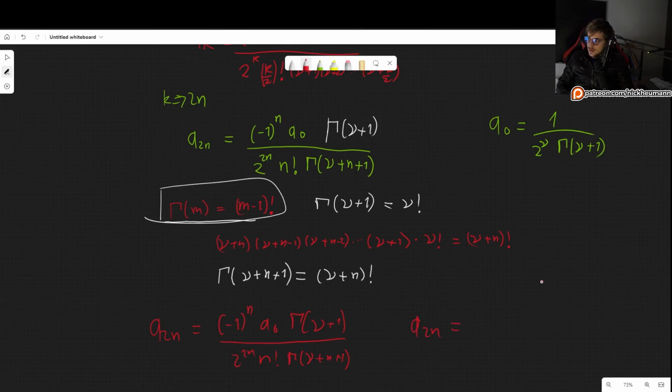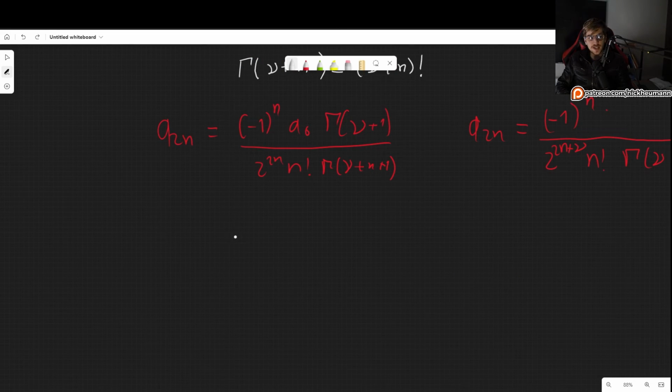And now if we plug in this value for a0, we get minus 1 to the n, and then this gamma here goes away, the a0 goes away. Then we have 2 to the 2n plus nu, n factorial gamma of nu plus n plus 1. So these two forms are, of course, equivalent.